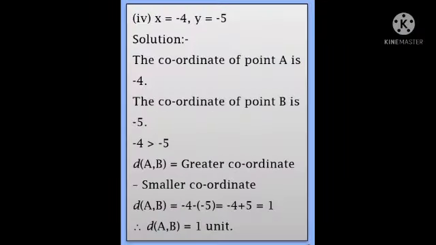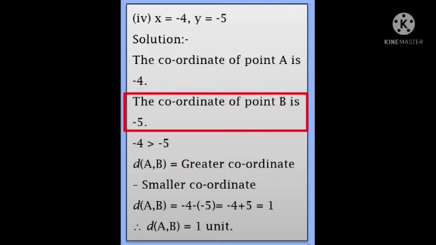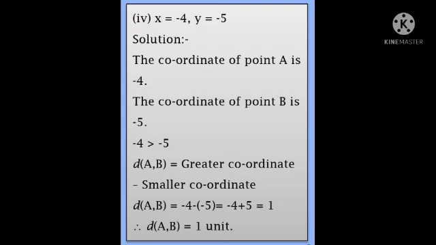x is equal to minus 4, y is equal to minus 5. Solution. The coordinate of point A is minus 4. The coordinate of point B is minus 5. Minus 4 is greater than minus 5. Distance of A and B is equal to greater coordinate minus smaller coordinate. Distance of A and B is equal to minus 4 minus in bracket minus 5, which is equal to minus 4 plus 5. Minus into minus becomes plus. So, minus 4 plus 5 is equal to 1. Therefore, distance of A and B is equal to 1 unit, which is the answer.